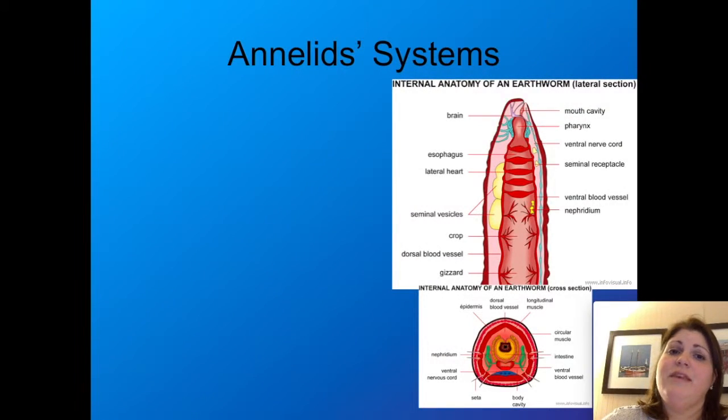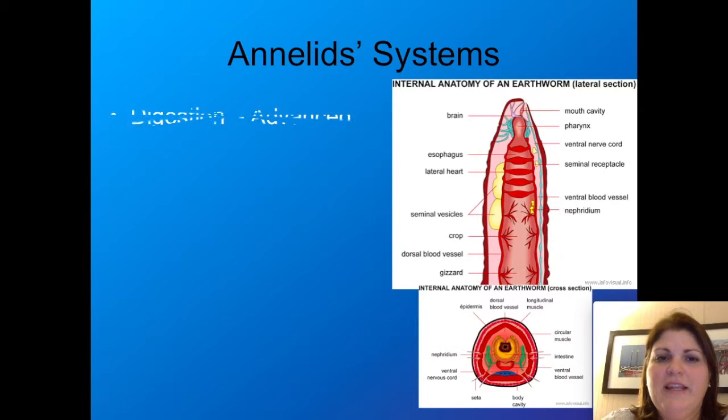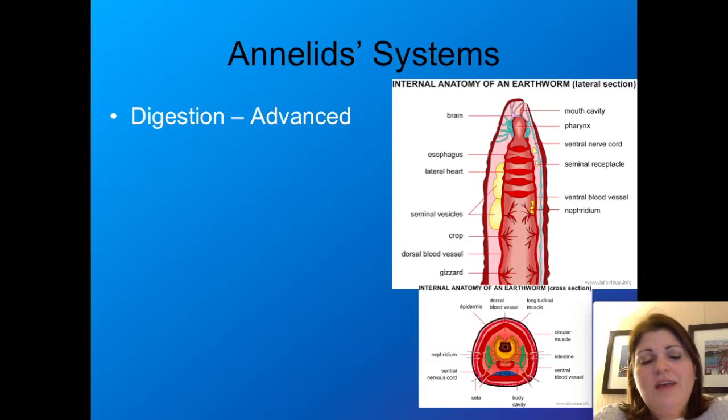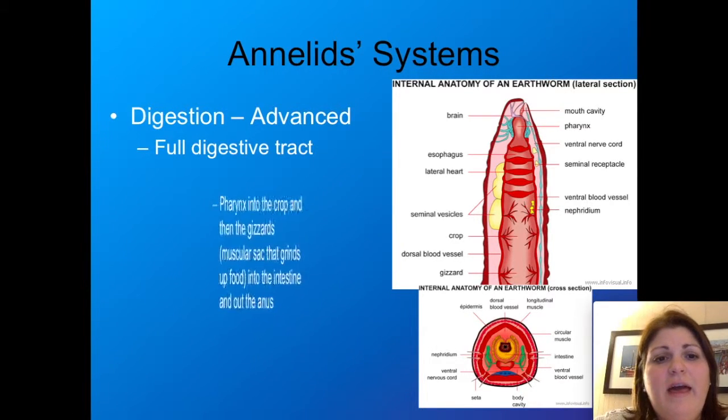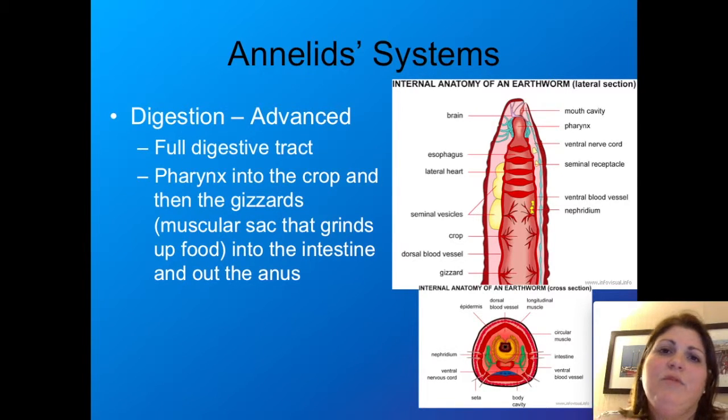Let's discuss some of the annelids' body systems, starting with their digestion. So annelids are more advanced for invertebrates, so they have a more advanced digestive system. They have a full digestive tract, so they have a mouth and a separate anus. And within that digestive tract are a number of organs that help them digest their food. Many annelids eat soil. Certainly not all by any means, but many of them do.